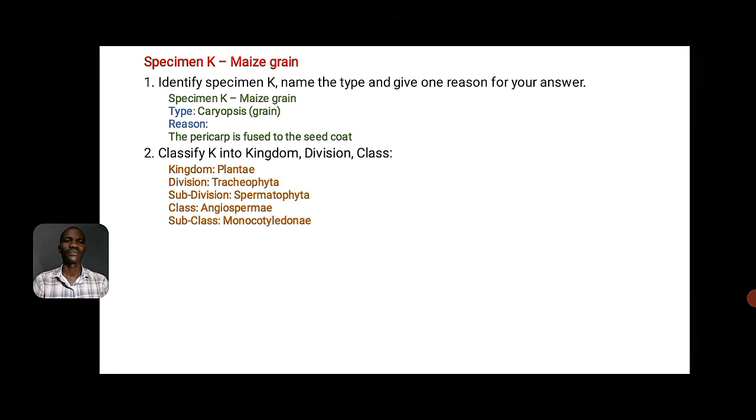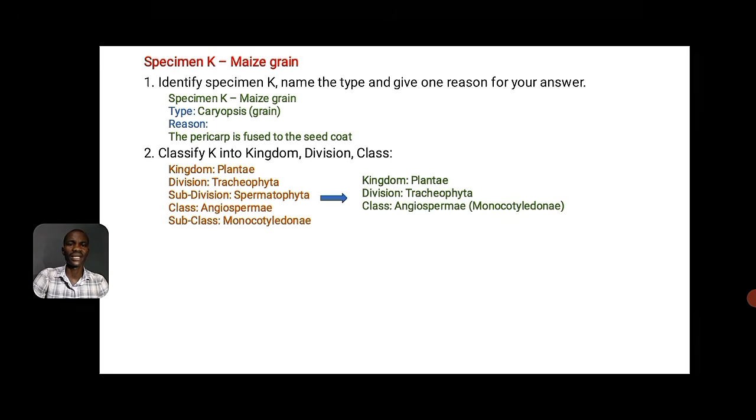So we have K is also a plant, just like the first rule. We have kingdom Plantae, Tracheophyta, Spermatophyta, Angiospermae, and Monocotyledone, because maize is a monocotyledonous plant. And so your final answer here will be kingdom Plantae, division Tracheophyta, class Angiospermae, and then you bracket Monocotyledone for safe reasons.